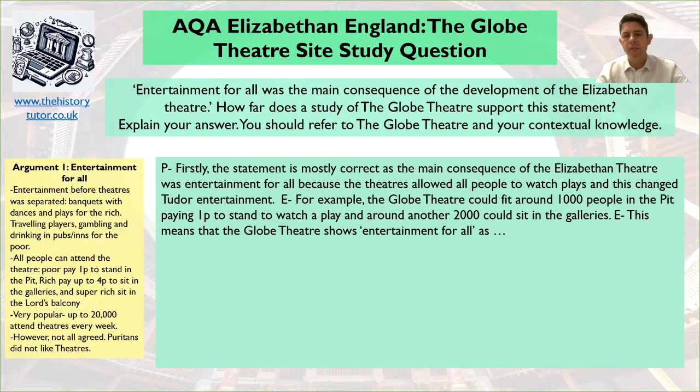Okay, so here's what I've gone for. I've got my point, and I've said, for example, the Globe Theatre could fit around 1,000 people in the pit, paying 1p to stand to watch a play, and around 2,000 could be in the galleries. This means, and then I want to explain it. Okay, so I've got the idea of entertainment for all, that idea of lots of people in the Globe Theatre. Pretty straightforward example to give. So this means the Globe Theatre shows entertainment for all because or as. Okay, so now can we give some further knowledge to really back up this is showing entertainment for all? Okay, so pause me and away you go.